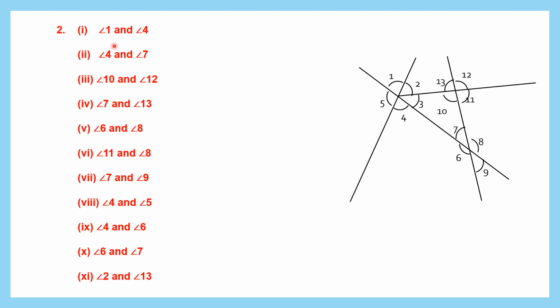So here we have angle 1 and angle 4. Now let's look only at angles 1 and 4. Let's not look at any other angles here. If you look at 1 and 4, you can see that two lines, this line and this line, have intersected at a point. So when two straight lines intersect at a point, the angles that are formed opposite each other are called vertically opposite angles. And as you can see, 1 and 4 are opposite each other. So angles 1 and 4 are called vertically opposite angles.